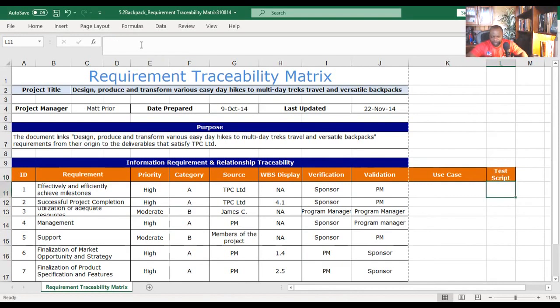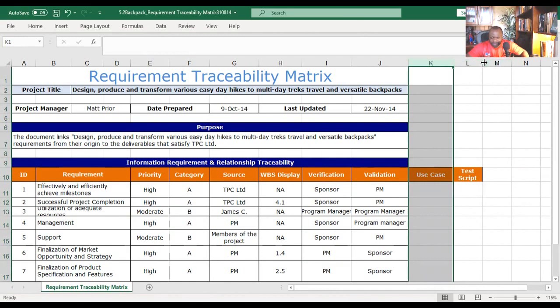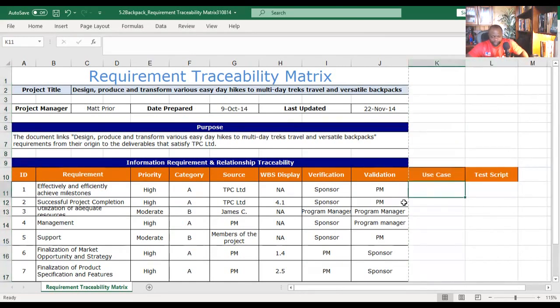And the column that reads validation pretty much means that you conducted the tests, you validated that indeed this did meet the requirements. And that's pretty much it for the RTM. This is an output of the collect requirements process.